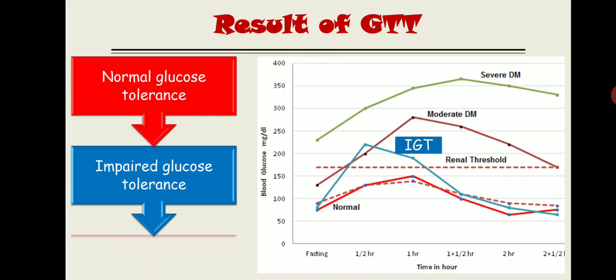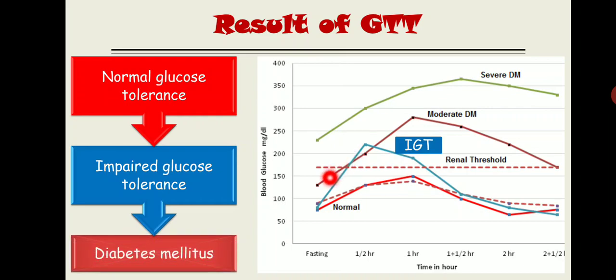And the last one is the gray curve, which is diabetes. The person's blood glucose level reaches more than 250. You can see in this diagram, after 1 hour the person's peak glucose concentration reaches more than 250 milligram per deciliter. So this graph shows the GTT of the conventional method.